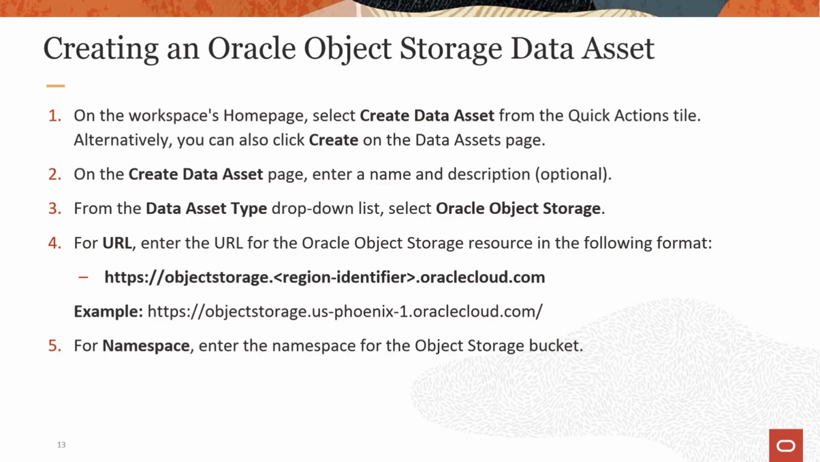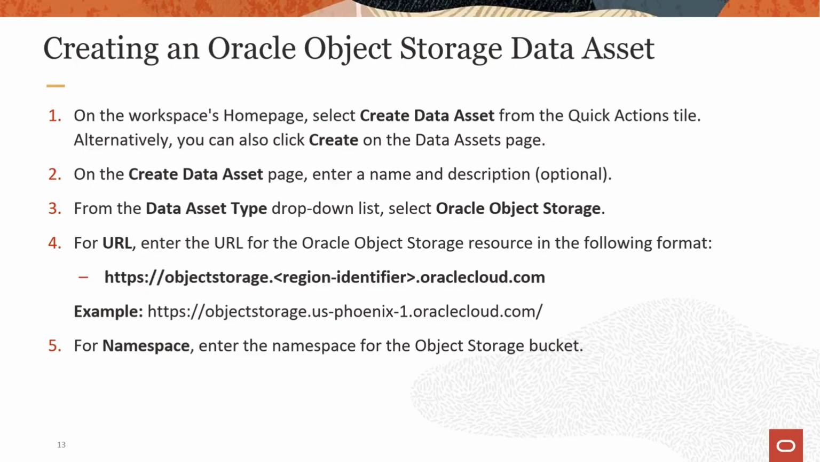To create an Oracle Object Storage data asset, go to the Workspace homepage and select Create Data Asset from the Quick Actions tile. Alternatively, you can also click Create on the Data Assets page. On the Create Data Asset page, enter a name and an optional description. In the Data Asset Type drop-down list, select Oracle Object Storage.